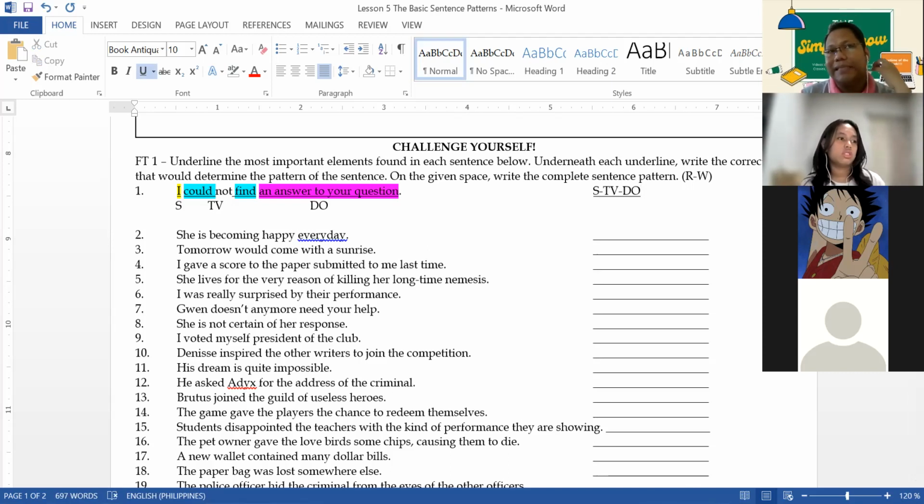Sir, what if I did it as subject, transitive verb, direct object? Good. But if you went only with the letter codes, that's more than acceptable, that's more than fine.